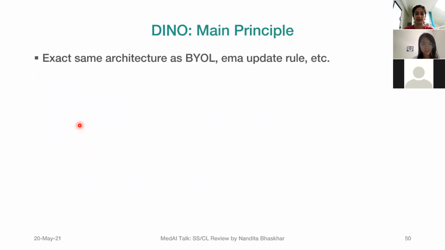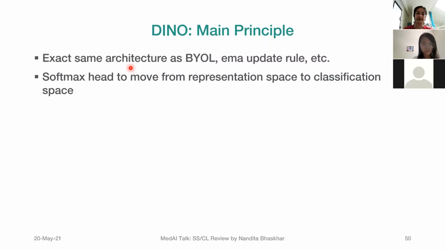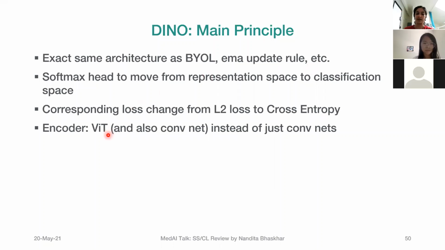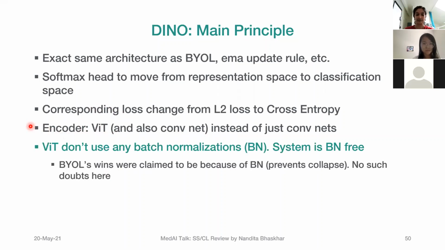The main principle to summarize is that they have the exact same architecture as Bootstrap Your Own Latent, along with the exponential moving average update rule. And the encoder is also a vision transformer. They also tried it on ConvNets and showed that it works really well. But it's interesting to see that the vision transformer actually provides pretty good performance right off the shelf.